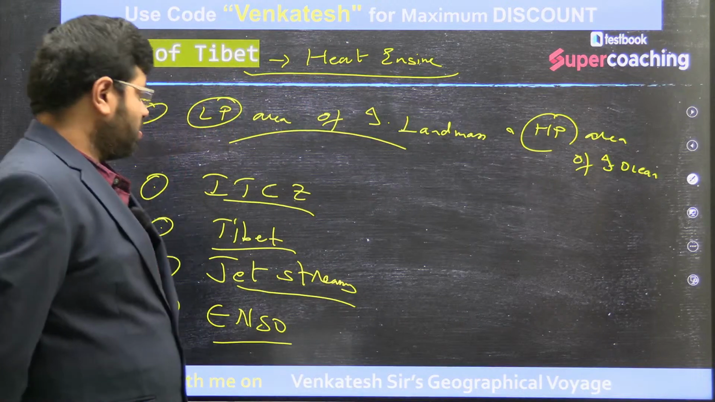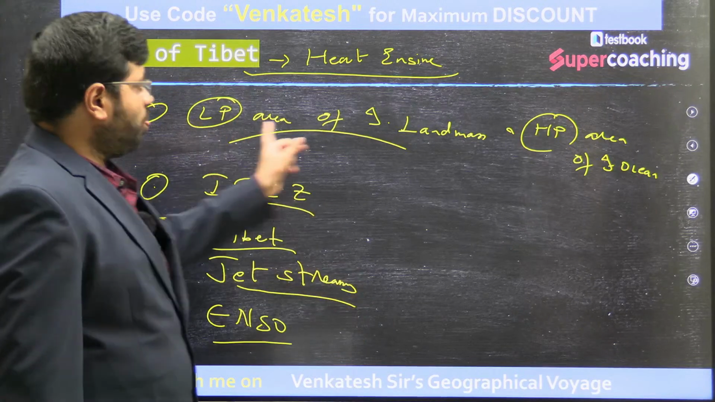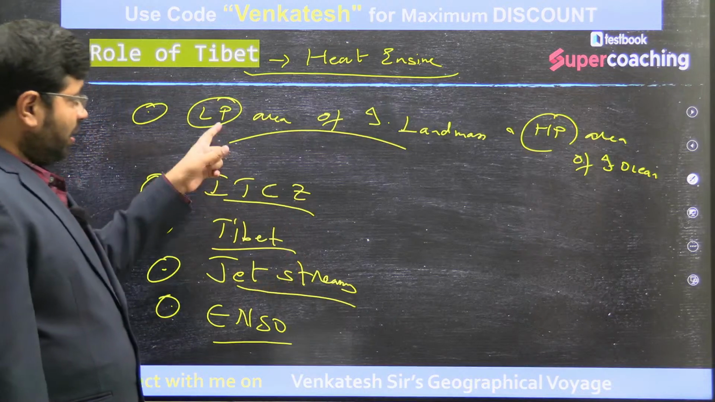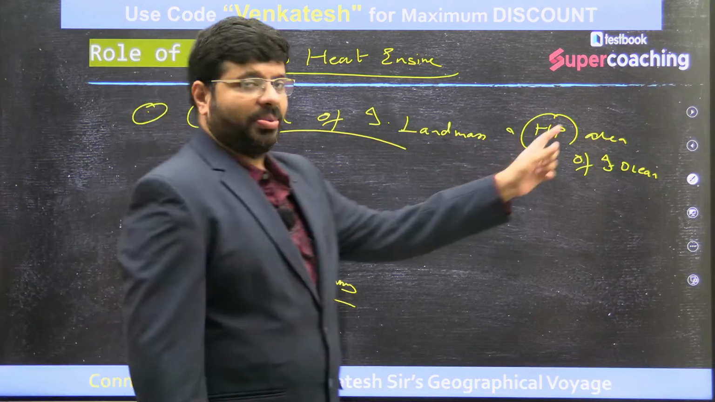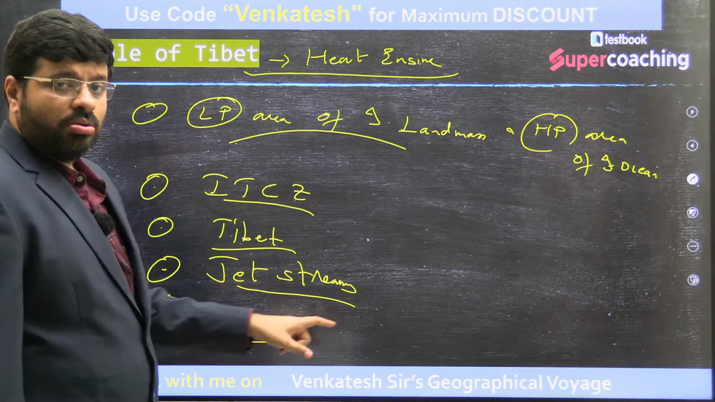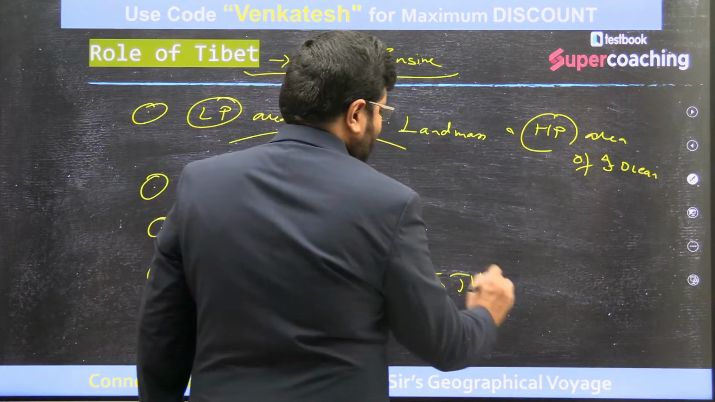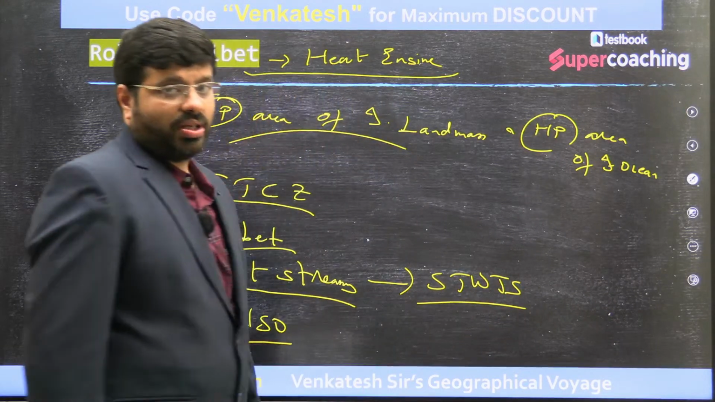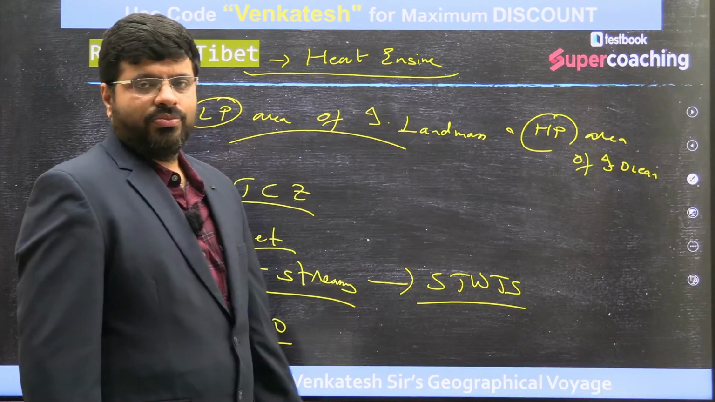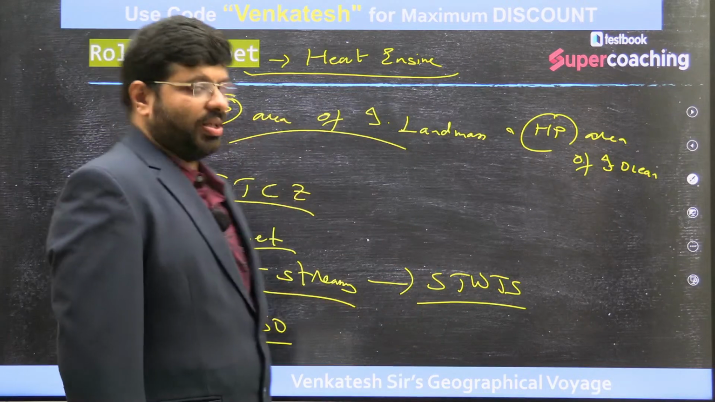So you look at this, ITCZ. Exactly the position of the ITCZ is favoring the low pressure area of the Indian landmass. Tibet, favoring the low pressure area, strengthening the high pressure area. Jet streams, they're also important. The presence of the subtropical westerly jet stream is dangerous for the Indian landmass, because it will neutralize the low pressure area. So the absence of the subtropical westerly jet stream is needed to avoid neutralizing the low pressure area.